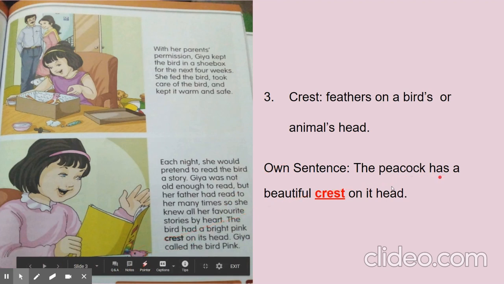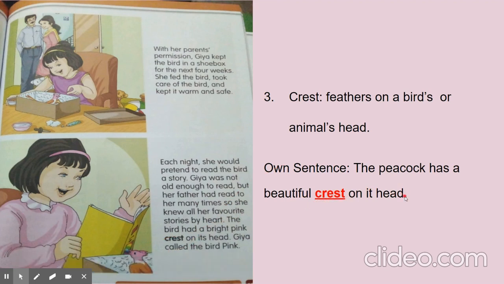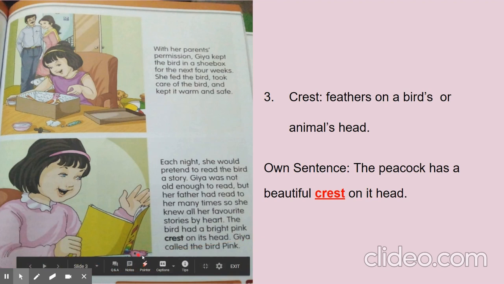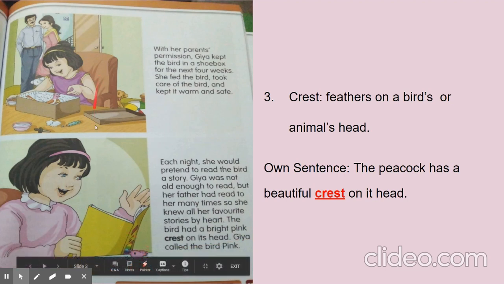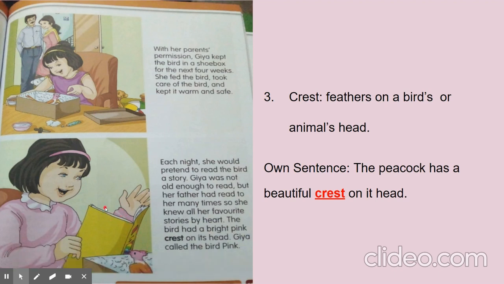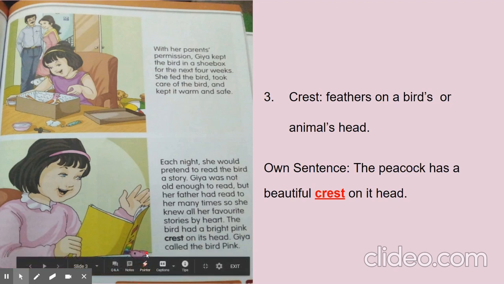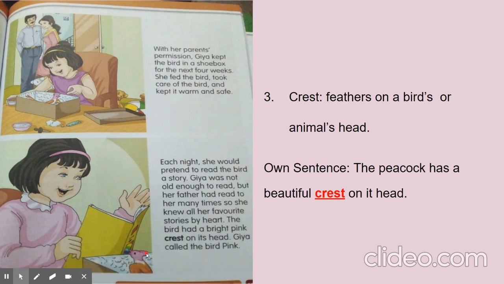The peacock has a beautiful crest on its body. It is like a crown on the bird's head or the animal's head. So crest is the top portion of the bird's head. Okay, children. So now if you see, she took care of the bird and she used to tell the stories every night to the bird, and she named it Pink because it has a pink crest. Okay, now let's see the next one. Turn the page, children.